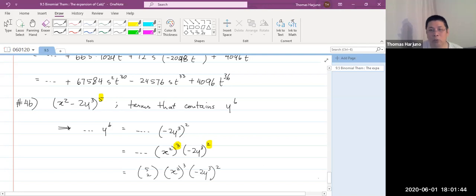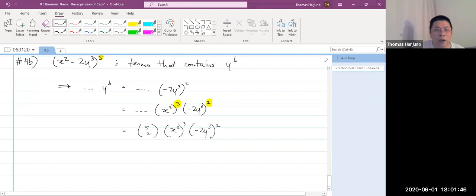Now, that's what we will simplify. 5 combination 2, I believe, is 10. x to the 6 times 4y to the 6. So that's 40 x to the 6 y to the 6.